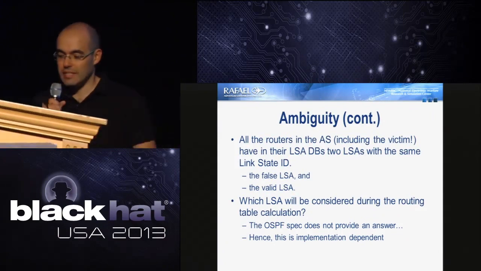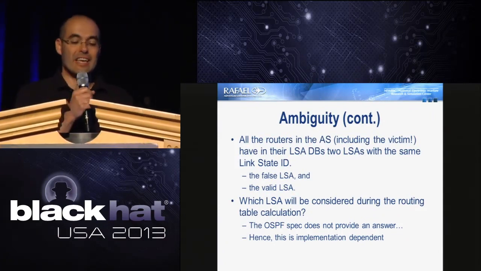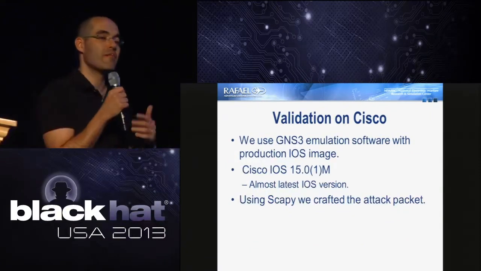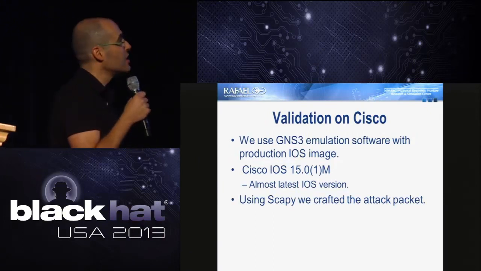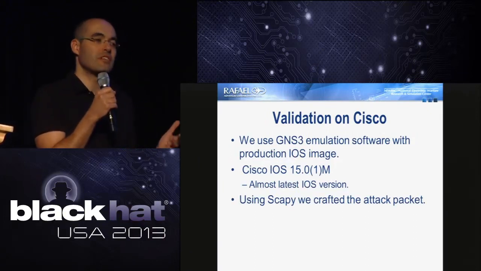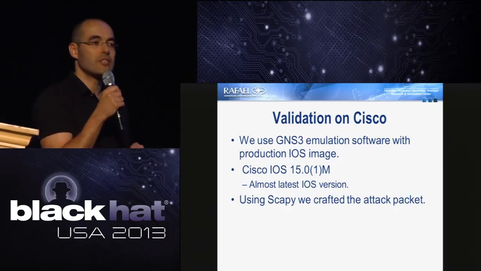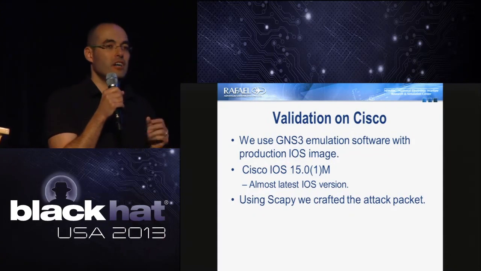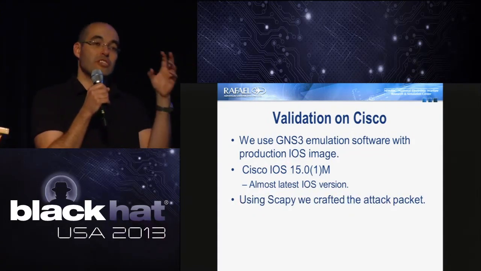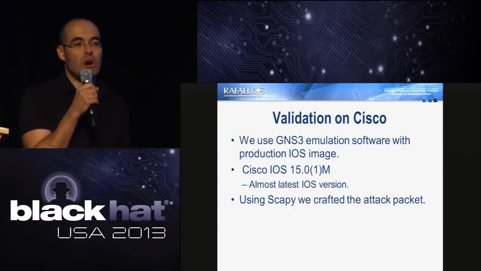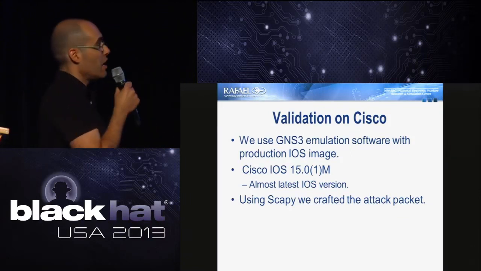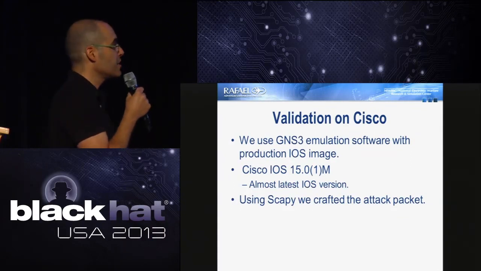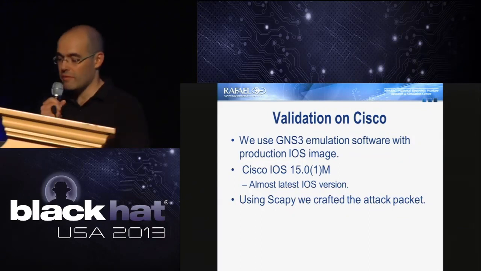And now we'll talk about the case of the Cisco router, and let's see how the attack went on a Cisco router. In order to validate the attack, we used the GNS3 emulation software, which can emulate Cisco's IOS real production image, which is supposed to run on a router, on a PC. We used Cisco's IOS 15.0(1)M, which is almost the latest IOS version, and we used Scapy to craft the attack packet.